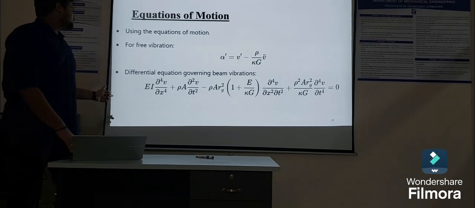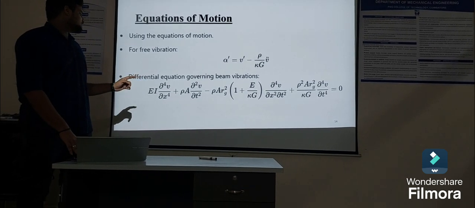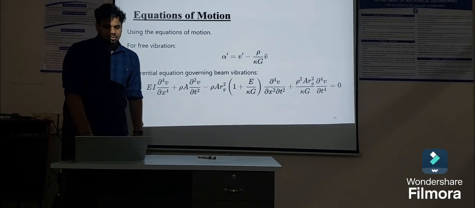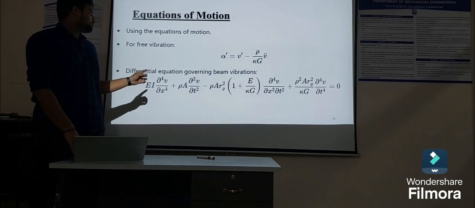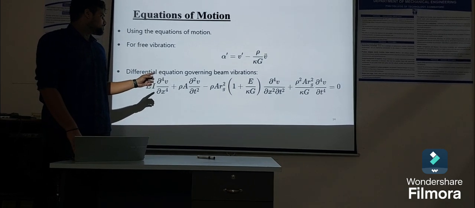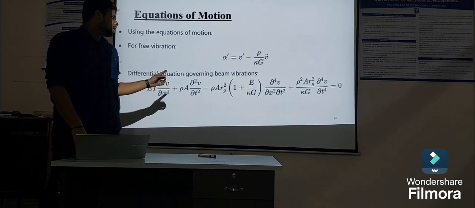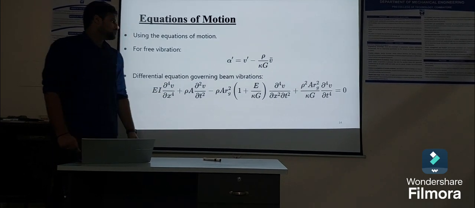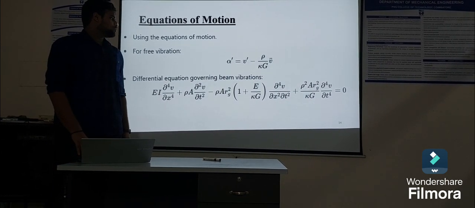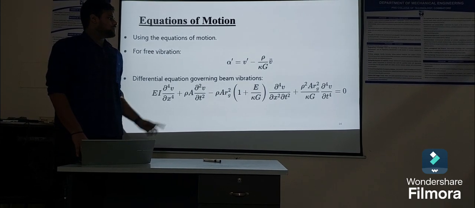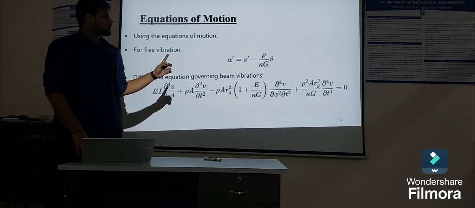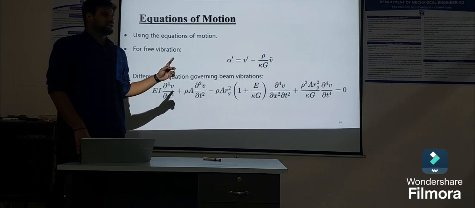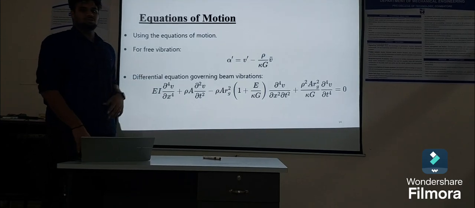The differential equation governing beam vibration is EI dou power 4 u divided by dou x power 4 plus rho into A dou square u divided by dou t square minus rho into A into r power 2 into 1 plus E by kG into dou power 4 u divided by dou x square into dou t square plus rho square into A r square divided by kG into dou power 4 u by dou t power 4 is equal to 0.